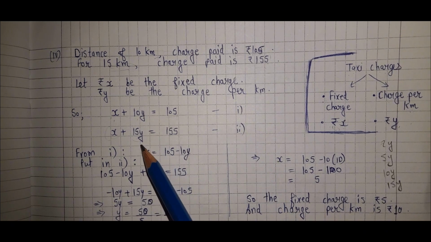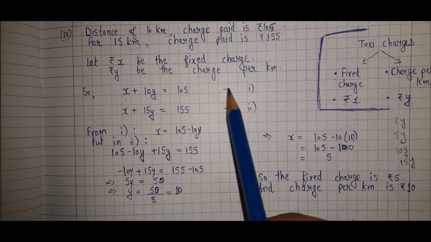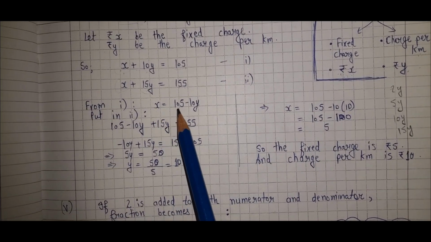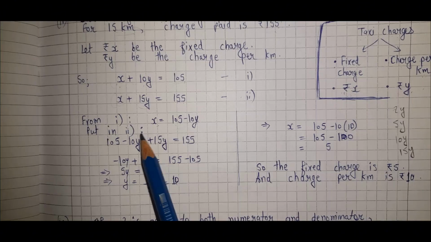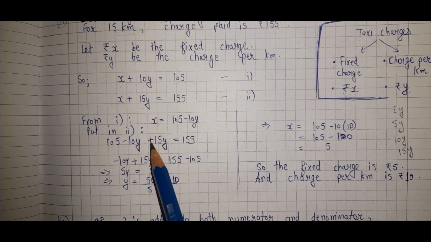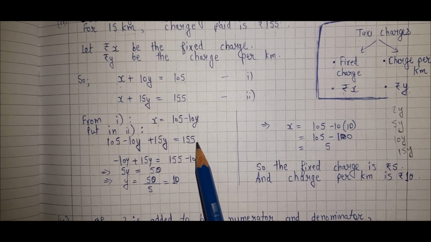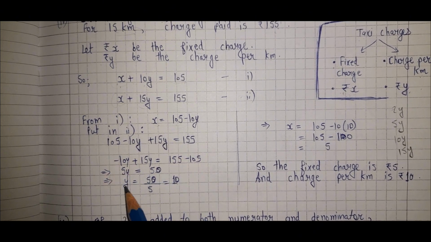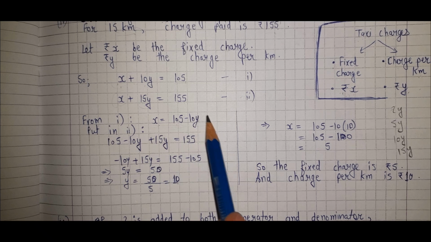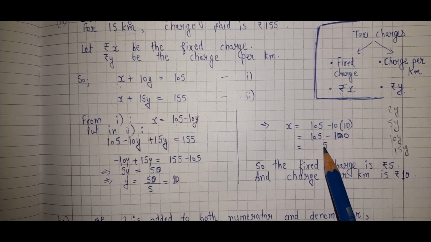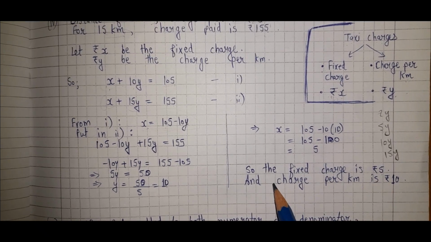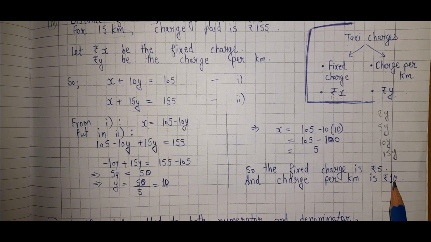Now to find the value of x and y, find x from the first equation and put it in the second equation. So we will have x equals 105 minus 10y from the first one. Now put this value of x in the second equation. We will have 105 minus 10y plus 15y equals 155. After solving, we will have y equals 10. Now put this value of y equals 10 in this equation. Then we will get the value of x, that is x equals 5. So the fixed charge is rupees 5 and the charge per kilometer is rupees 10.